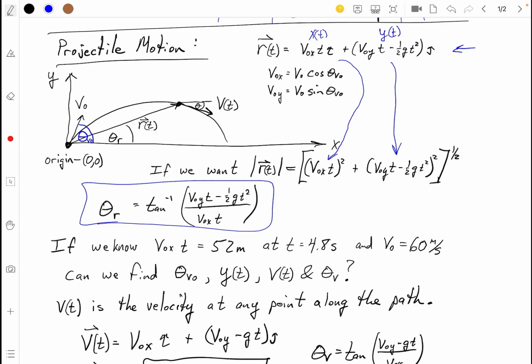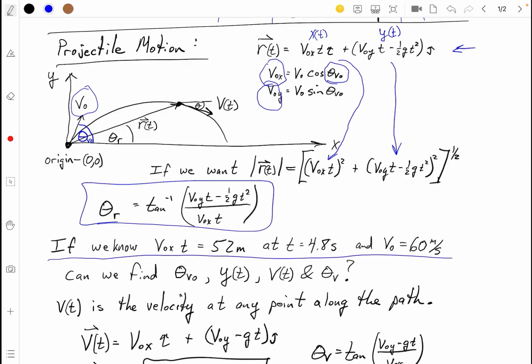The other thing is, a lot of the times in order to work backwards or forwards, you need to know what V naught is, and you need to know what theta V naught is, right? So if you know those things, you can then easily come up with V naught x and V naught y. Those are important. And from there, you can go on and do a whole bunch of stuff.